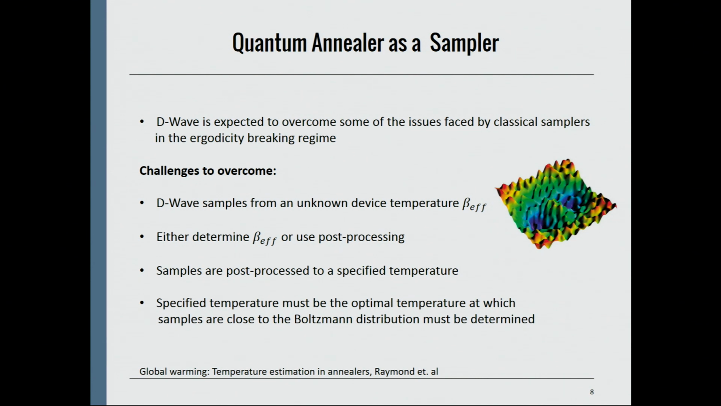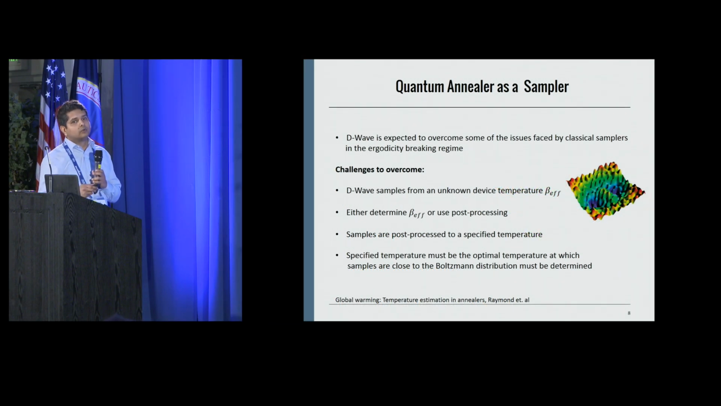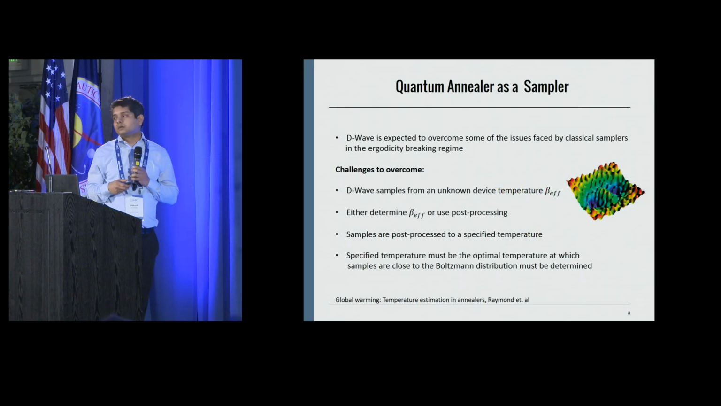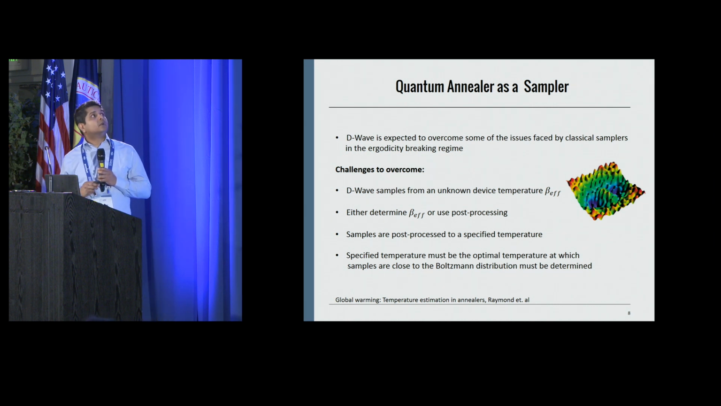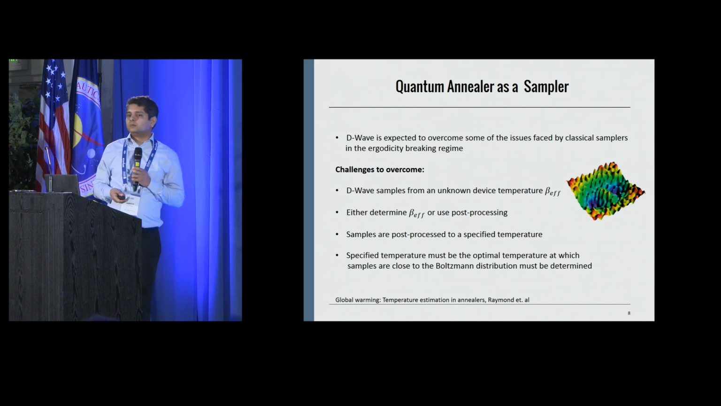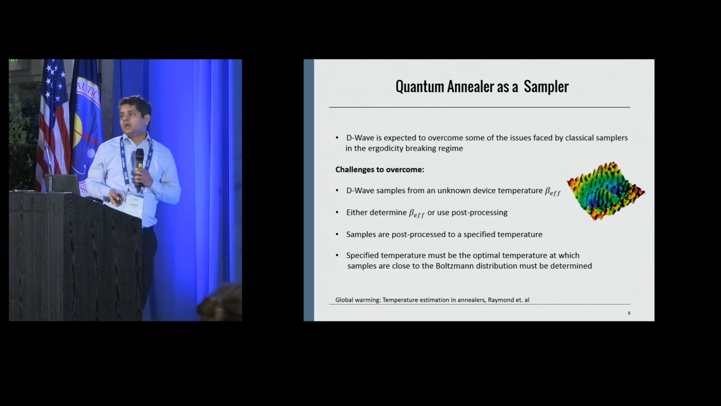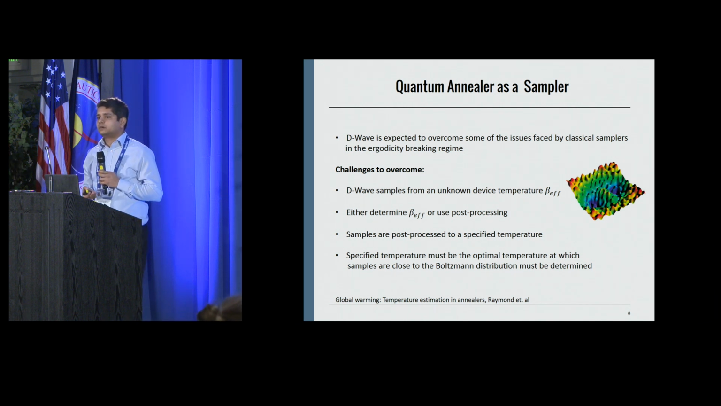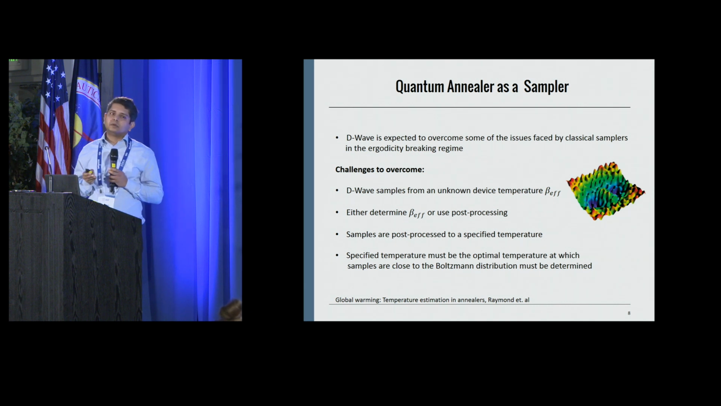As we plan to use the D-Wave machine as a sampler, we are expecting that D-Wave can overcome some of the issues that these classical samplers face, especially in the non-ergodic regime. But if you want to use it, there are challenges, and you have to overcome them. A major challenge is that the device temperature at which it samples is not known. You might be aware that there are several nice papers that describe how to compute this effective temperature, but we didn't go that path.